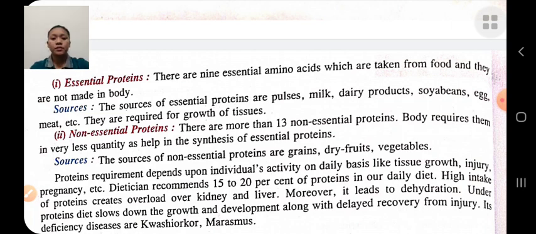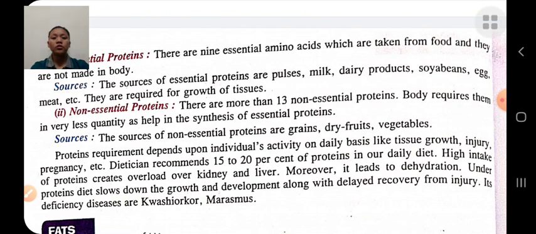An under-protein diet slows down growth and development, along with delaying recovery from injury. Its deficiency causes kwashiorkor, marasmus, etc. This is about proteins. Proteins help in growth and development of the body. They also help to repair or replace worn out tissue. We should take 15 to 20% of protein in our diet. There are two types of proteins, essential and non-essential.